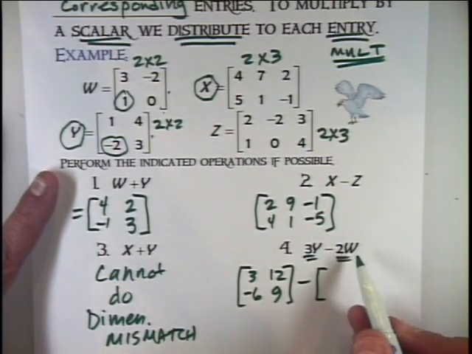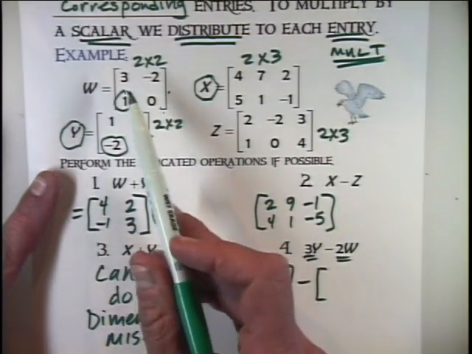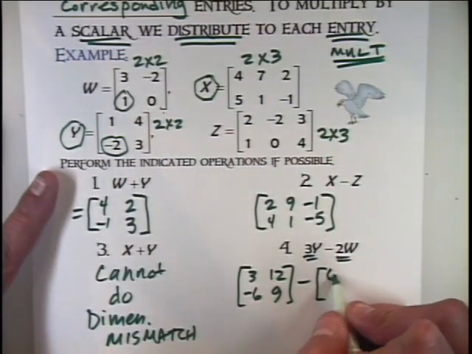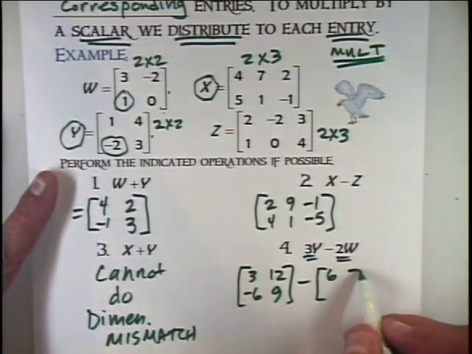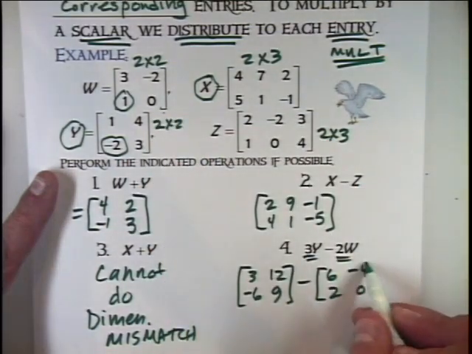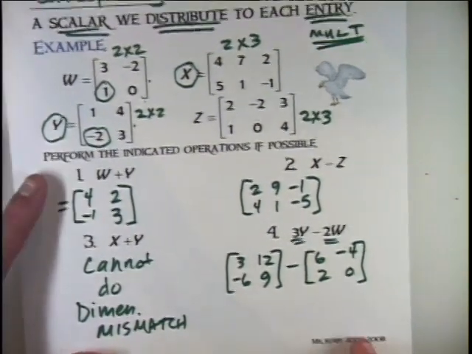Minus, I'll do the same thing here. I'll take the 2 and multiply it by each entry in the W to get my new ones. So 2 times 3 is 6. 2 times negative 2 is negative 4. 2 times 1 is 2. And 2 times 0 is still 0. So I have to have an intermediate step here.